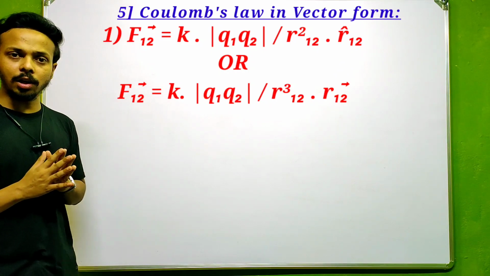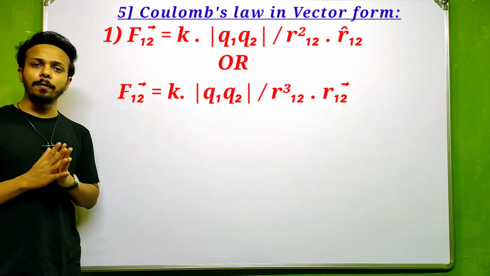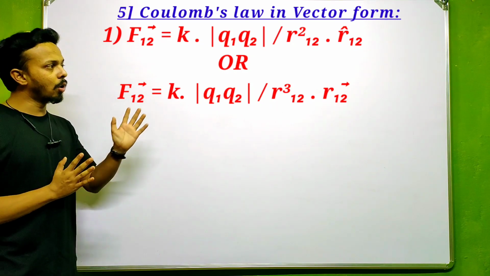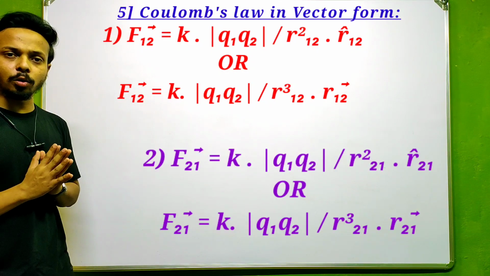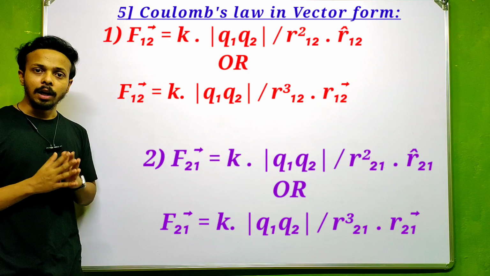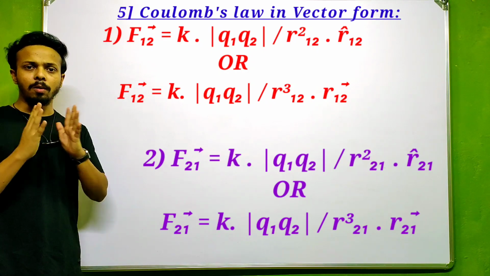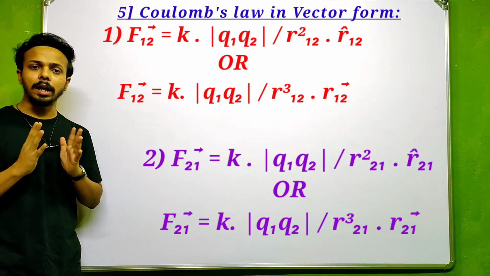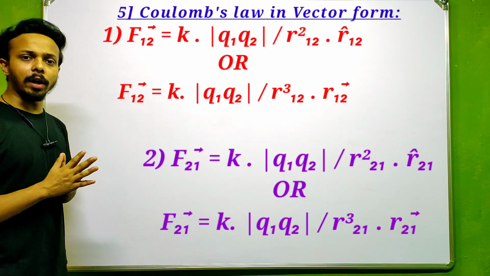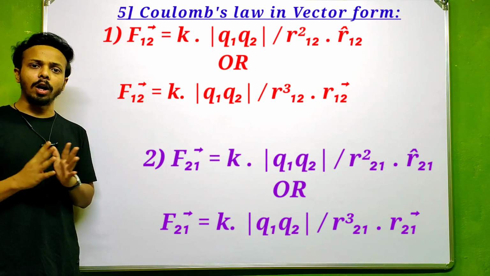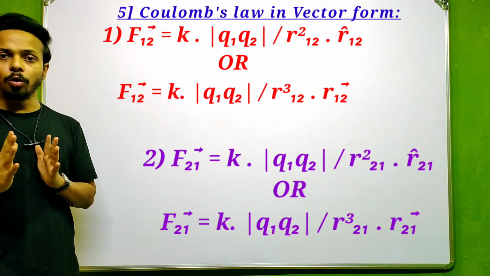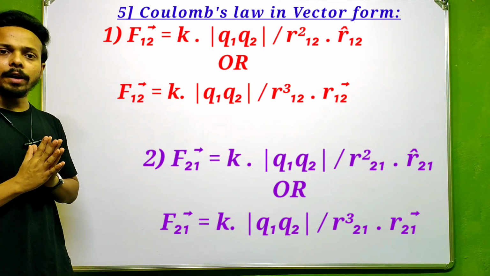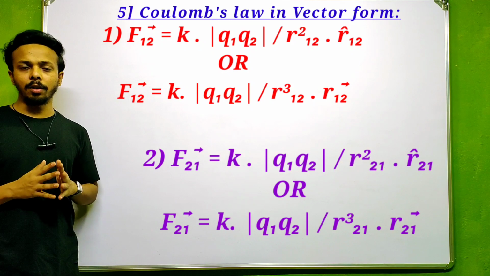That is F12 vector is equal to 1 divided by 4 pi epsilon naught, mod of q1 q2 divided by r cube, into r12 vector. Okay. So these two ways. Or also we can represent the Coulomb's law as F21 vector is equal to 1 divided by 4 pi epsilon naught, mod of q1 q2 divided by r21 square, into r21 cap. Or F21 vector is equal to 1 divided by 4 pi epsilon naught, mod of q1 q2 divided by r cube, into r21 vector. So this is the way we can represent the Coulomb's law in vector form.